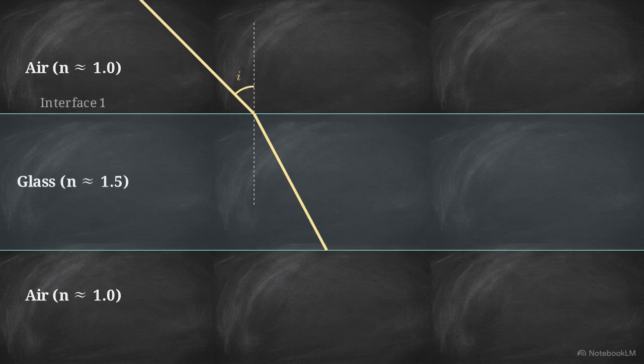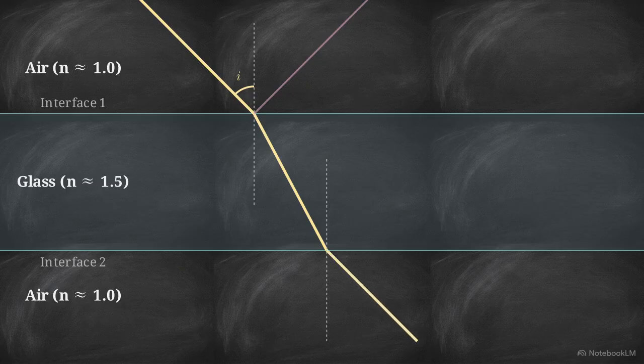Look closely at the top interface in our model. The moment the main beam enters, a small fraction of the light instantly reflects off the external surface, mirroring the exact angle it arrived at. Following the primary ray down to the bottom boundary, the medium changes again. As the light exits into the air, it speeds back up and bends away from the bottom normal line.